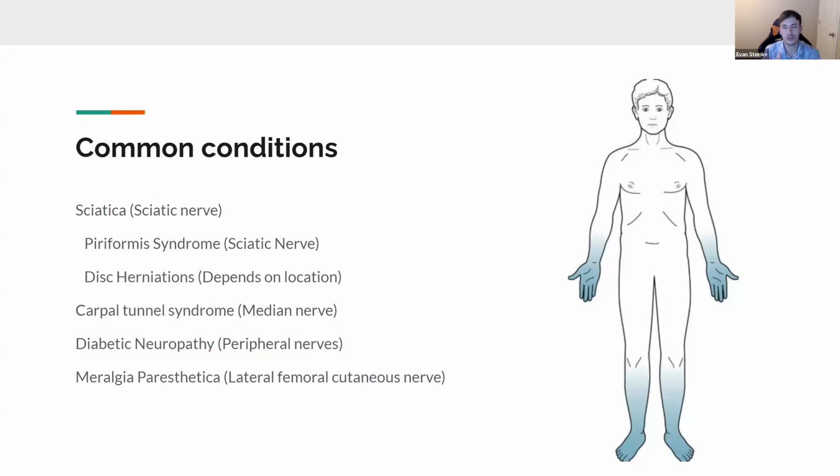Diabetic neuropathy, this is a really interesting one because up to 50% of diabetics can experience some form of nerve issue, right? And what's really interesting about this is it's not a specific nerve. Like all the other conditions I've mentioned, where it's pressing on a very specific nerve. Diabetes is a systemic condition, right? So it's affecting your whole body. So essentially, you have unregulated glucose throughout your blood system. It's getting pumped throughout the body.